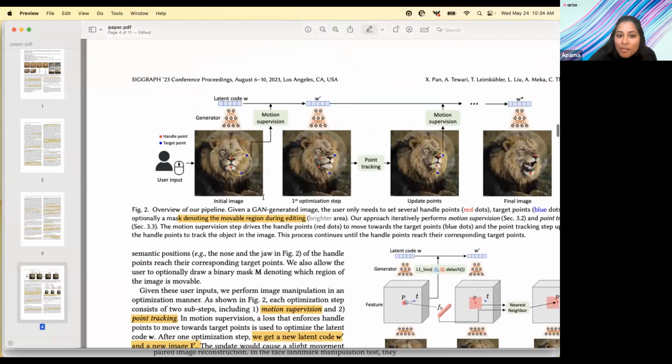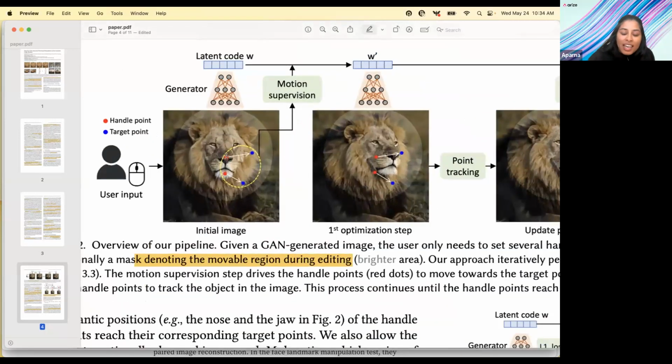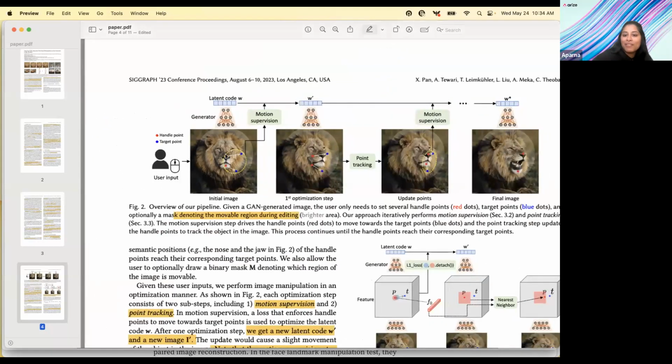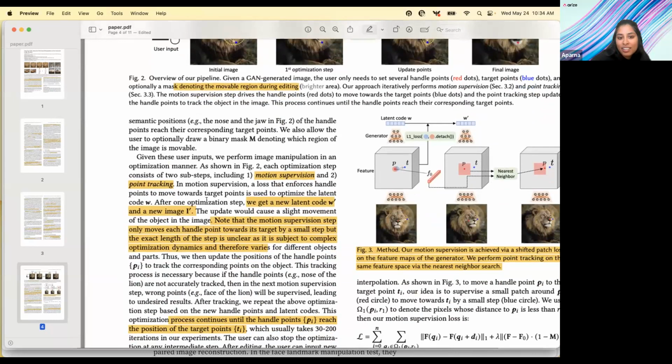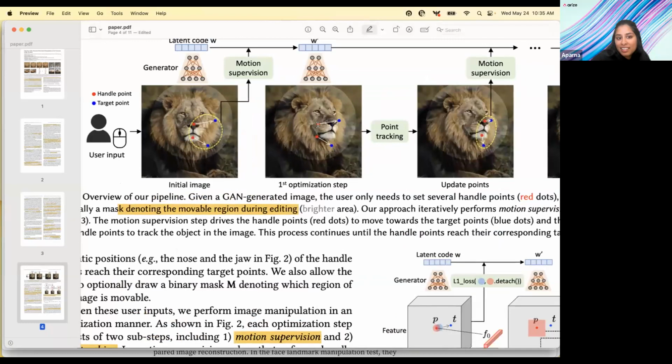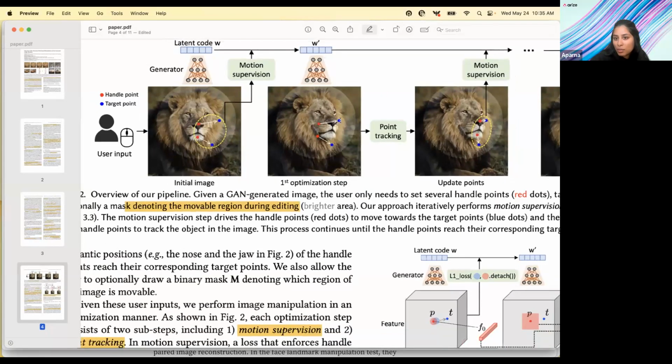You manipulated the image, and they actually used the feature space in the newly created image to come up with the new handle point. That was really novel, because at each step you're editing that handle point to move towards the target point. We'll dive into that. They go into depth in the method section, but every single iteration is updating where that red point is as it moves closer and closer to the blue point.